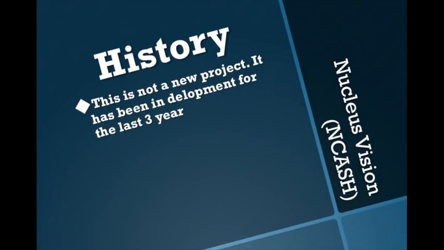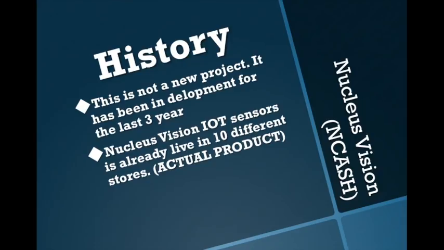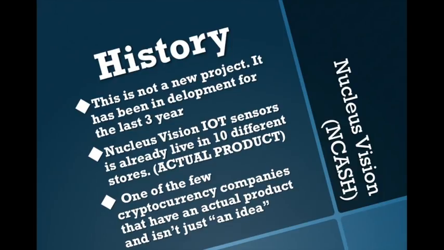History. This is not a new project. It has been in development for the last 3 years. So it's nothing new. This is a live, up and going project already. Nucleus Vision IoT sensors is already live in 10 different stores. As I spoke, actual product. And it's one of the few cryptocurrency companies that have an actual product. Once again, this isn't just an idea.